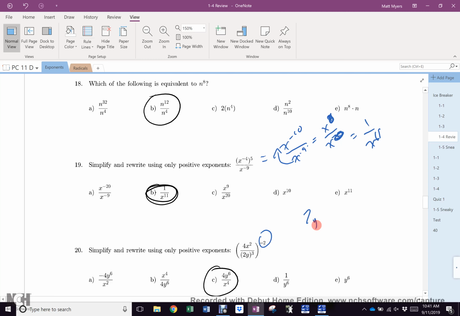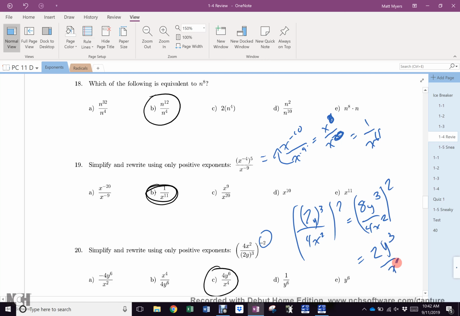So I'm going to have 2y all cubed over 4x squared all squared. 2 is cubed, so I'm going to have 8y cubed over 4x squared. All of that is squared. 8 divided by 4 is 2. Y cubed over x squared. All of that is squared. So 2 squared is 4. Y cubed squared is y to the 6th. And x squared squared is x to the 4th.